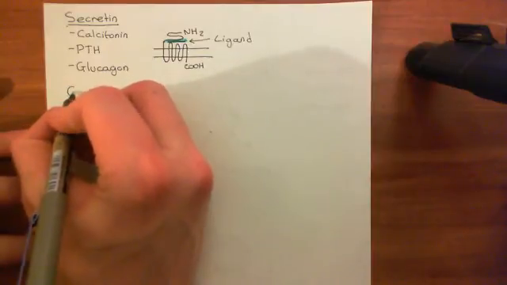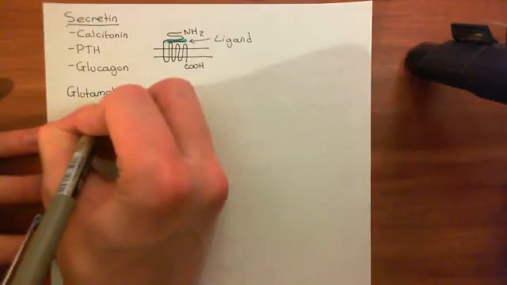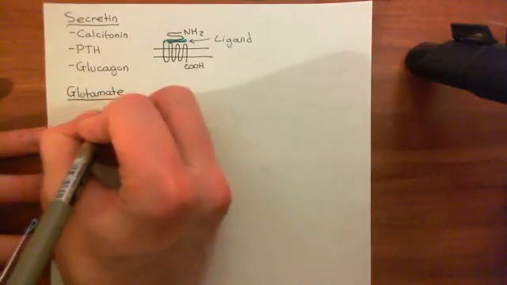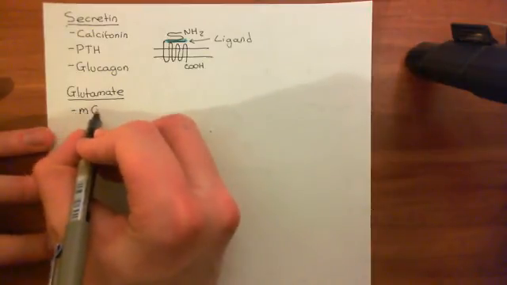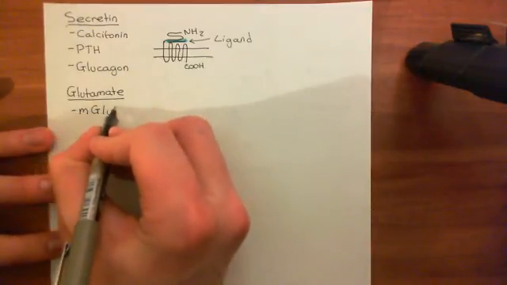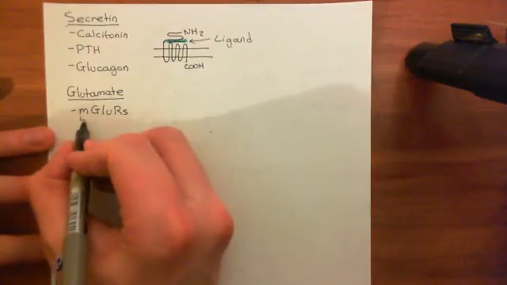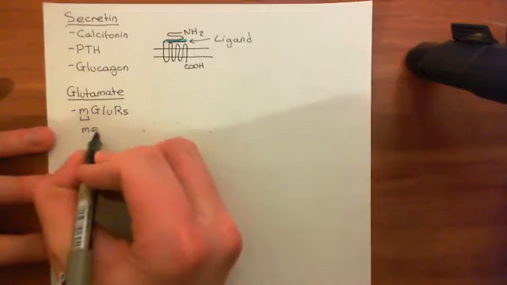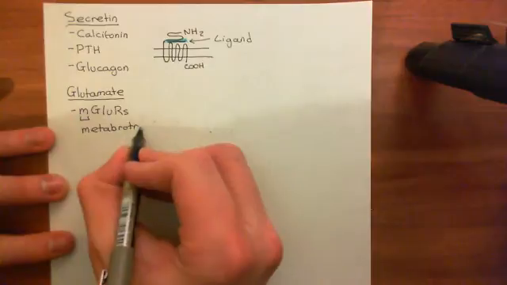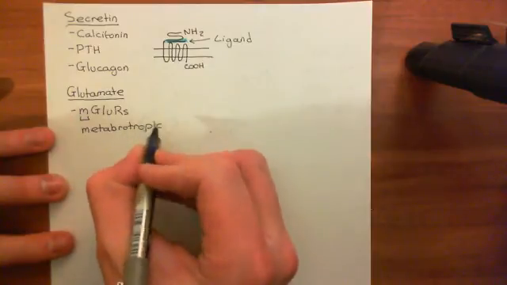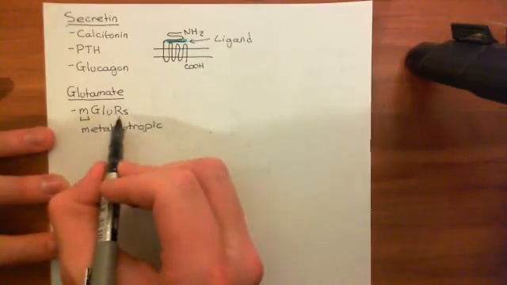Next family up is the glutamate family of G protein coupled receptors. Examples of receptors in the glutamate family are the metabotropic glutamate receptors, often abbreviated to mGluRs, where the M is for metabotropic. Another name for G protein coupled receptors in general is the metabotropic receptors. So this means the G protein coupled glutamate receptors.